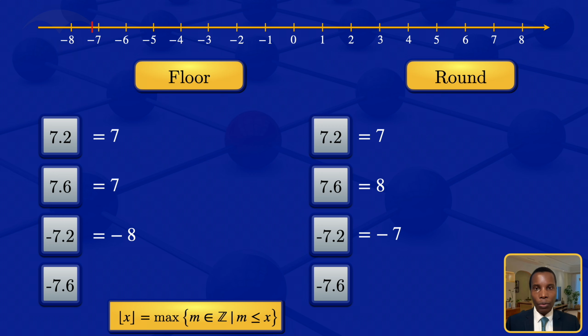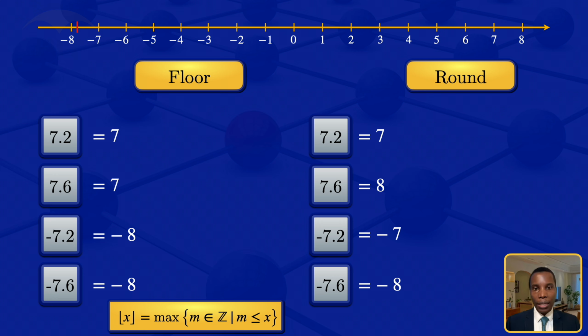And then lastly, I will go on and mark minus 7.6 on the number line with that red marker. For the floor value, we are looking at the integer to the left of that red marker, and that integer is minus 8. So the floor value of minus 7.6 is minus 8. Then I round minus 7.6 to the nearest integer. The integer that is closer to the red marker there is minus 8. So when you round minus 7.6 to the nearest integer, we get minus 8.